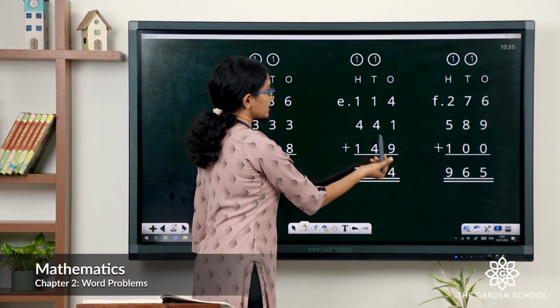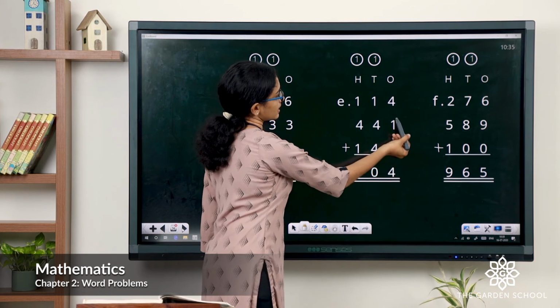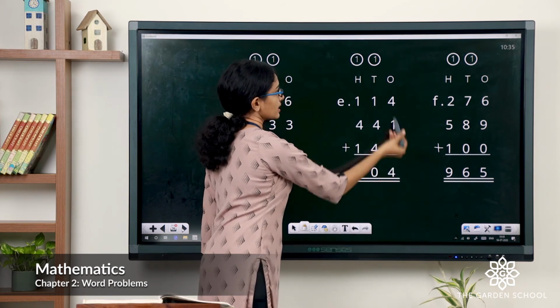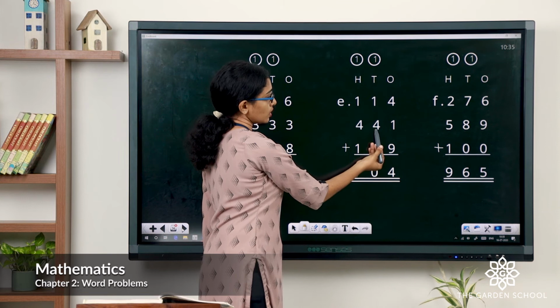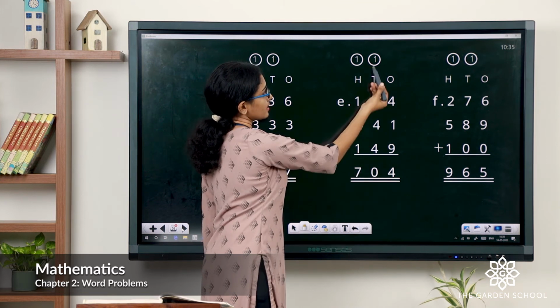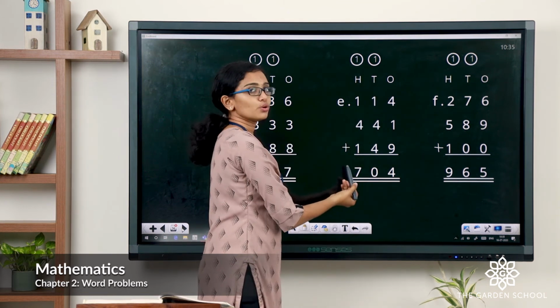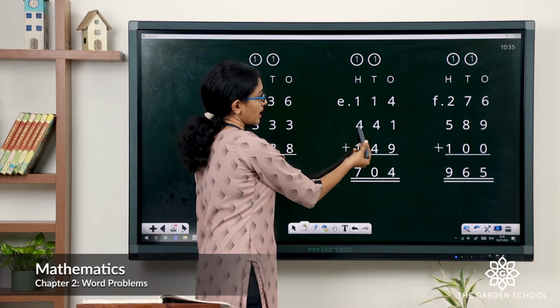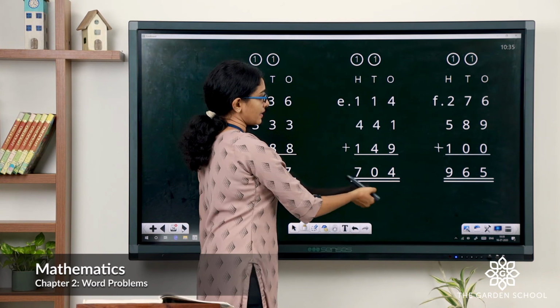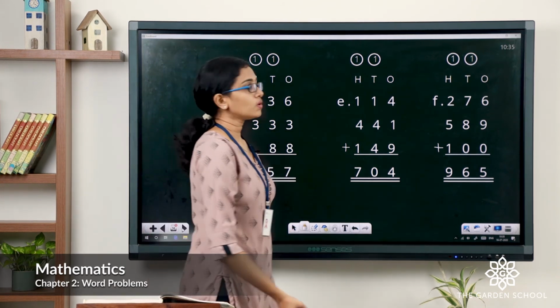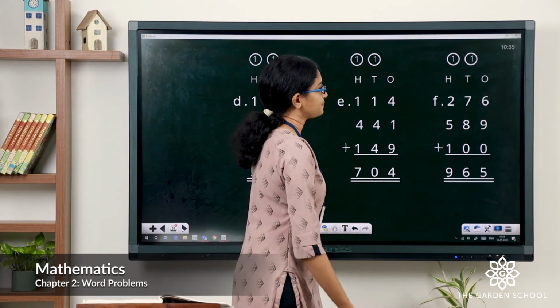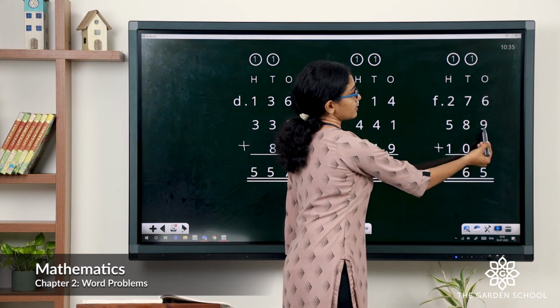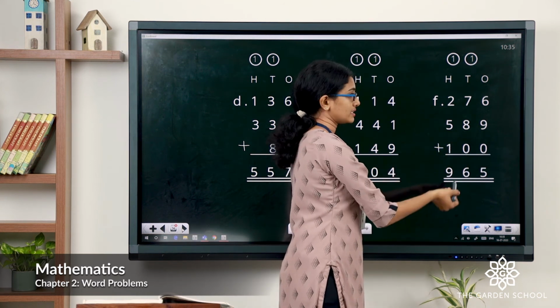So for E, it is 9 plus 1, 10 plus 4, 14. 4 ones here, 10 here. 4 plus 4, 8 plus 1, 9 plus 1, 10. 0 tens here and 100 goes to the next place. 1 plus 4, 5 plus 1, 6 plus 1, 7. So it's 704. The last one, it is 0 ones plus 9 ones is 9 ones itself.